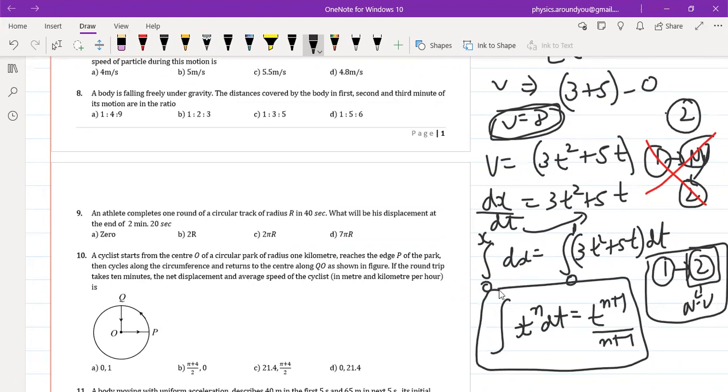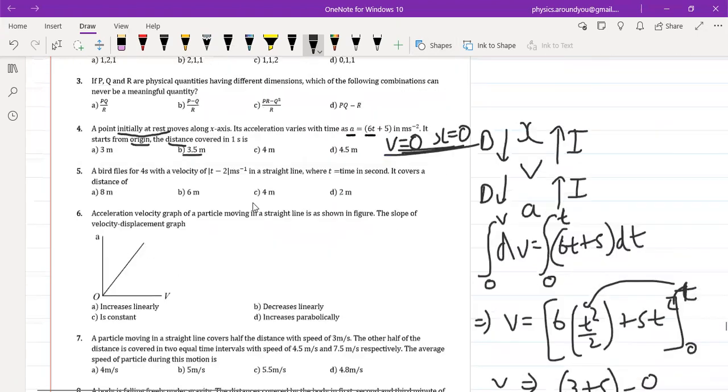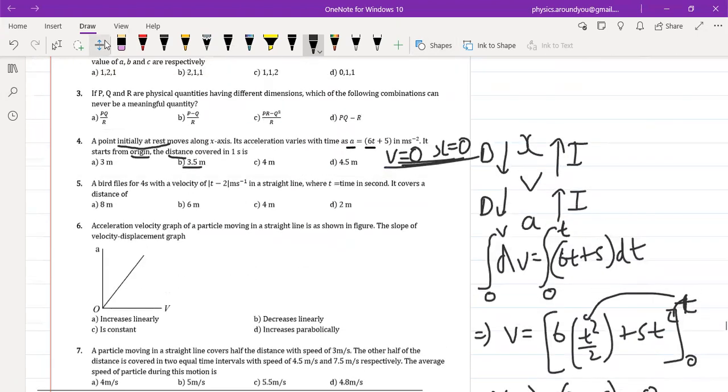That's it. You don't need any other thing to solve the question. Hence, we treat question number 4 to be solved. So we have solved question number 4. And now question number 5.